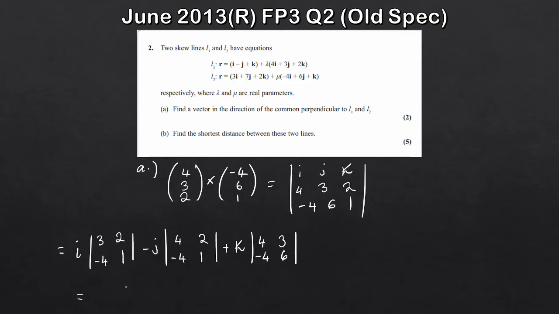So I seem to have made a mistake, so let me just double check. 4, minus 4, 6, 1, 4, 3, 2, so they're okay. 4, 3, 2, minus 4, 6, 1, that's okay.